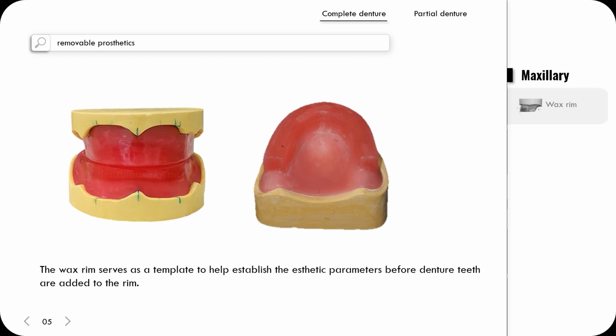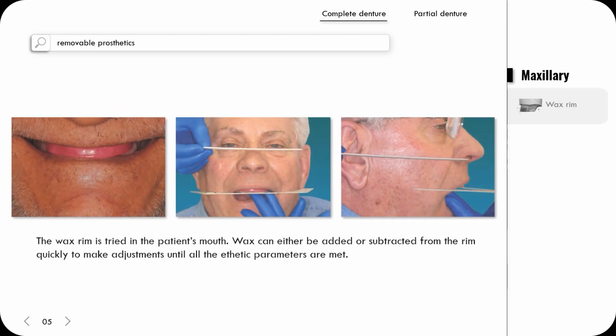So what we do is we take this wax rim and we can place it in the patient's mouth and evaluate all those things that we're talking about. What is the incisal edge position like? Is it parallel to the interpupillary line? How is it to the ala-tragus? Does it give us sufficient lip support?